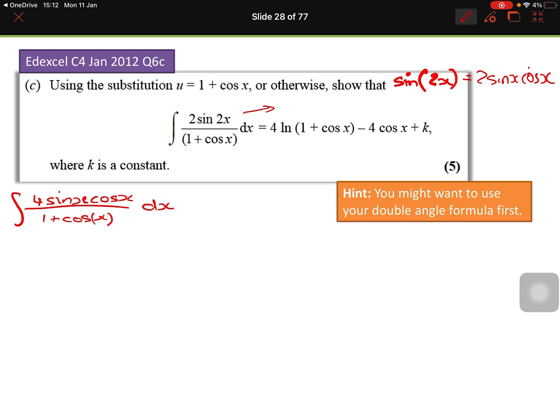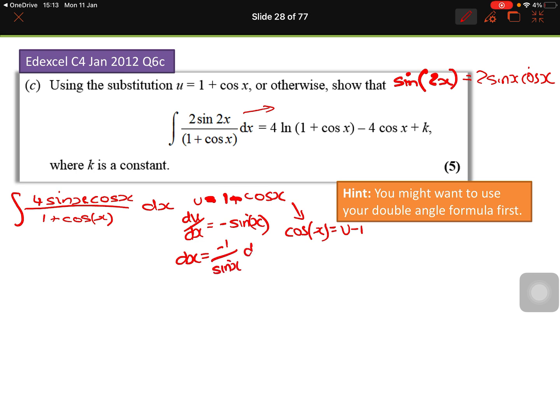dx. I use my substitution, so I am told that u equals 1 plus cos x. So I'm going to have cos x equals u minus 1. I'm also going to have du dx equals, well, cos will differentiate to minus sine. Then I need to make sure I have dx, so that's going to be minus 1 over sine x du.